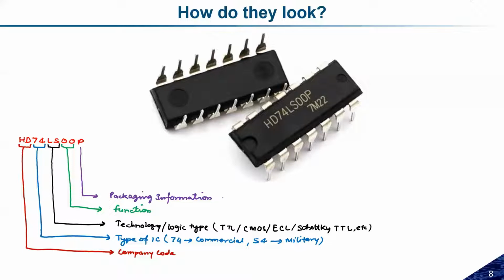Because if you see here, 00 is written here, so 7400 means it is the TTL logic family. This is for the commercial one, and this is for the NAND logic. So this IC is nothing but the quad 2 input NAND gate. How we are saying this is the quad, I will explain in the next slide.